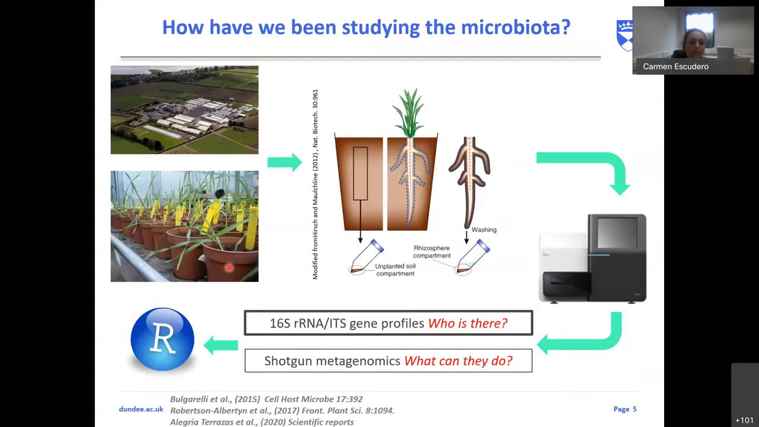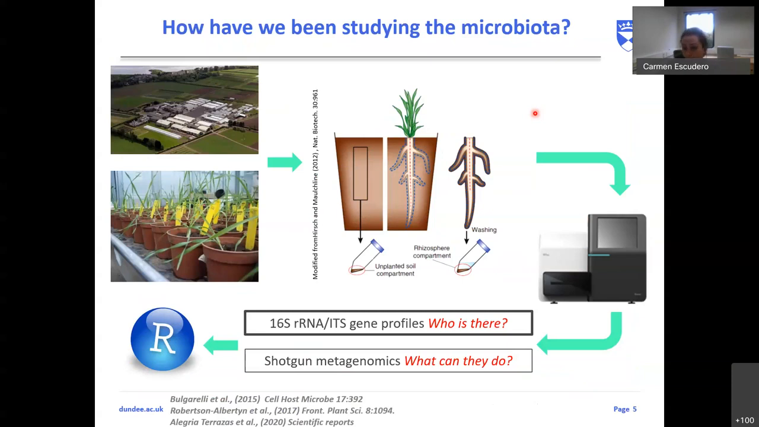So how have we been studying the microbiota? We normally use an agricultural soil that we put in pots and where we plant our barley, different genotypes. And then we extract DNA from the rhizosphere and bulk soil as a control. And from this, we create libraries, and we can create libraries with the 16S ribosomal RNA taxonomic marker for bacteria and archaea, or the ITS if we are interested in the fungal community.